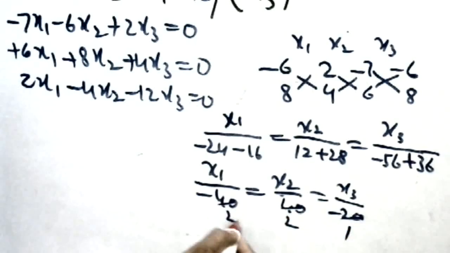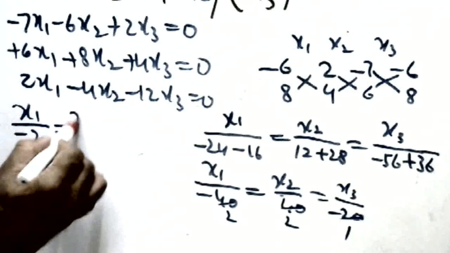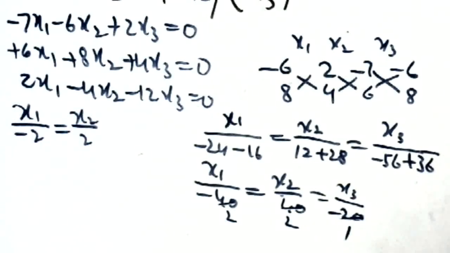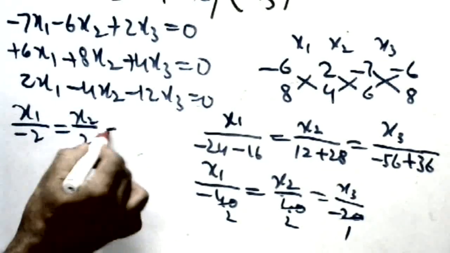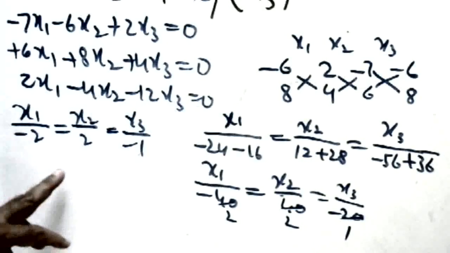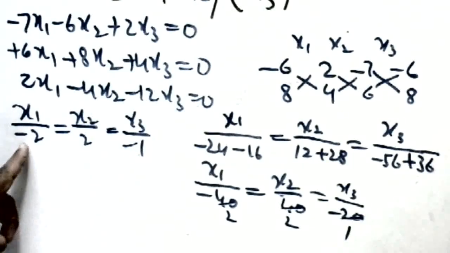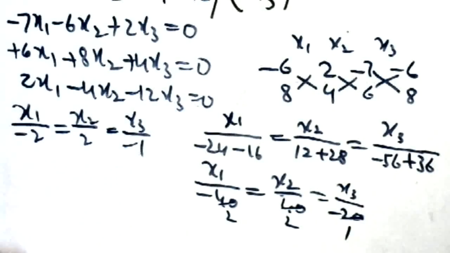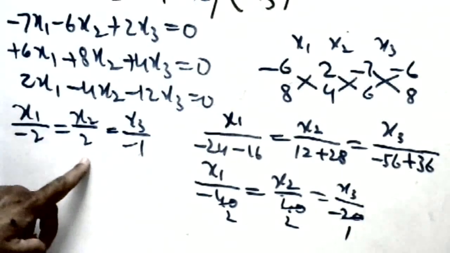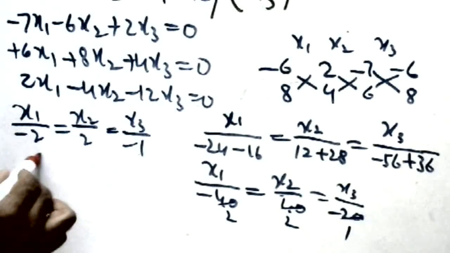Now we can cancel the 20s. X1 by minus 2 equals to x2 by 2 equals to x3 by minus 1. Just to explain, here we are having minus 2 times. If we take minus common or multiply it with minus 1, this will become plus, this will become plus, this will become minus. So it is better to write in that way.